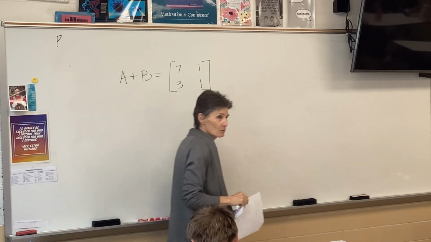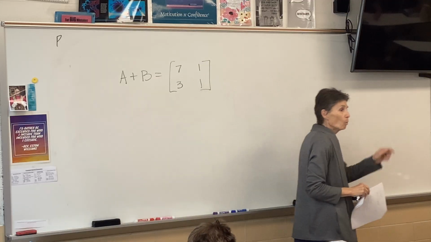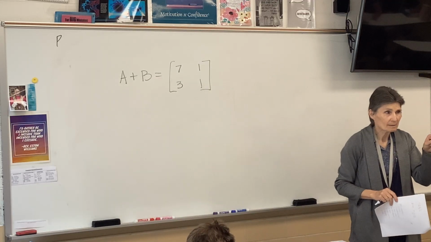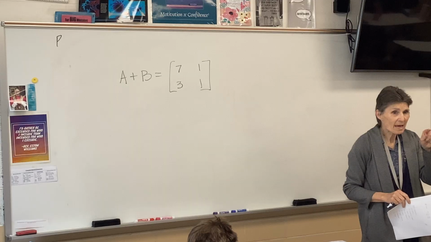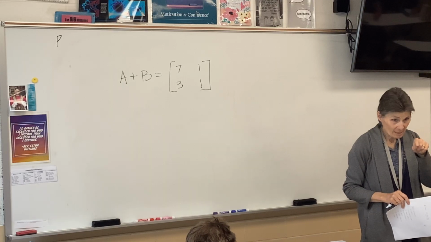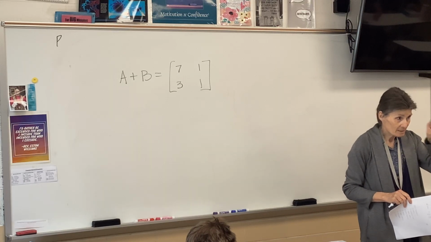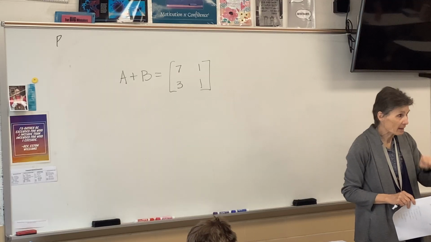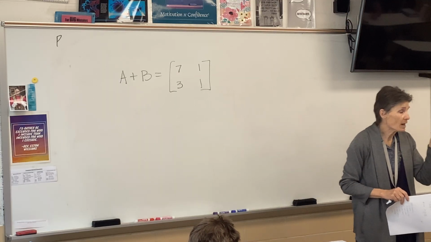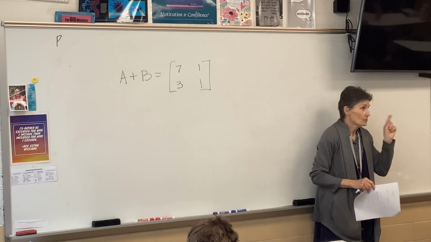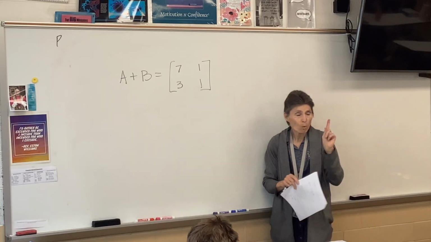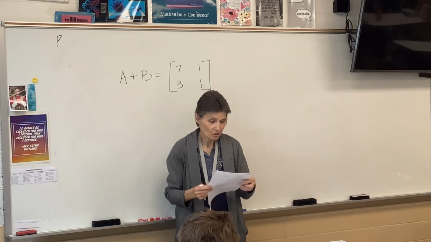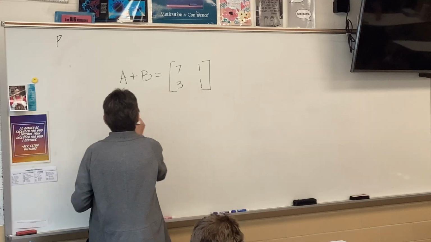How do we add matrices? Add corresponding entries. Now, what does that automatically imply? If you're going to add them, they have to be the same size, because they have to have matching entries to add. So if they do not have the same dimensions, you can't add them. They don't need to be square, they just need to match. All right, A plus 2B.